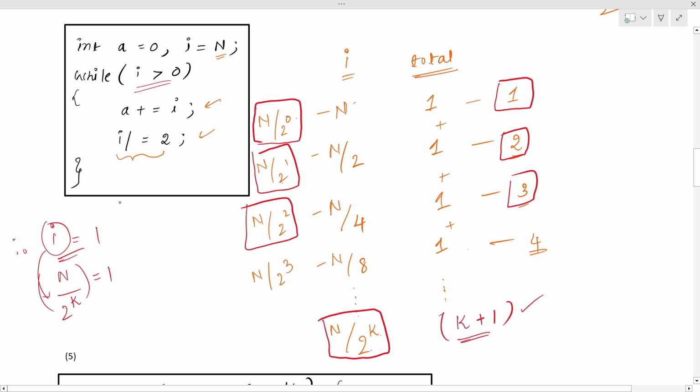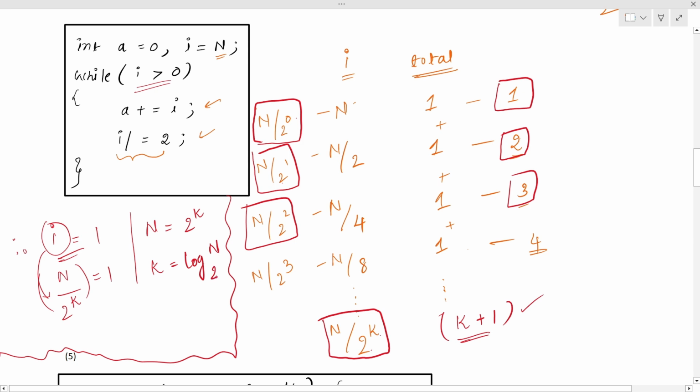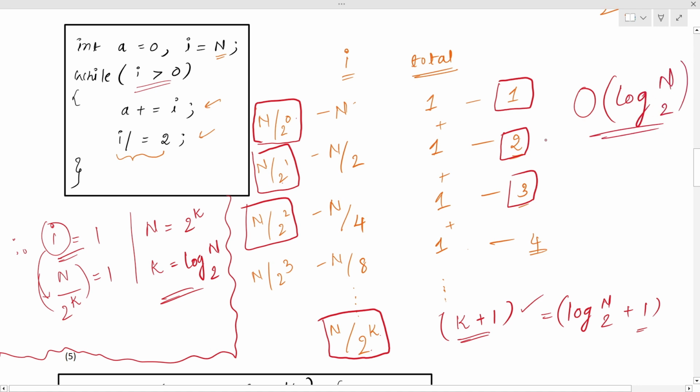So from this what can I write? Let me draw here. So from this I can write n is equal to 2 power k, and your k will become log n base 2. We have seen in our previous video, right? Same kind of complexity, right? So you got the k value, so your iterations will be log n base 2 plus 1. But if we neglect this one, your answer will be big O of log n base 2. So this is your answer.